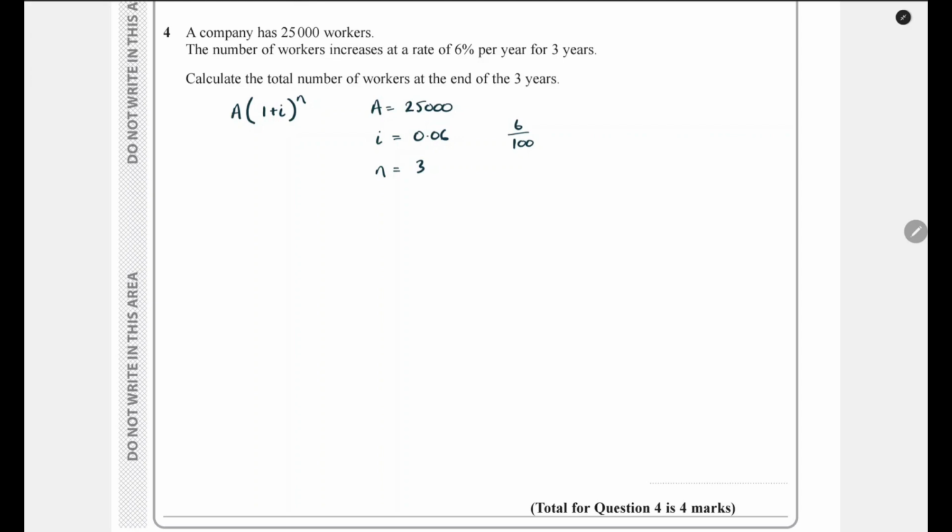So if we plug these values into our equation, we have 25,000 multiplied by 1 plus 0.06 to the power of 3. And if you plug that into your calculator, it should give you 29,775.4. Now you obviously can't have 0.4 of a person, and so your answer is going to be 29,775.